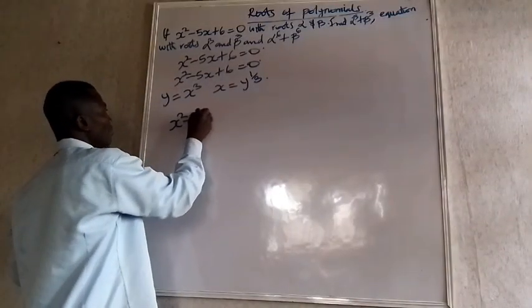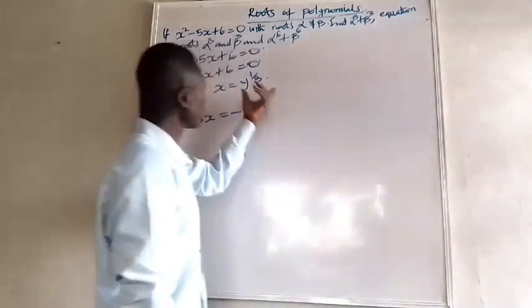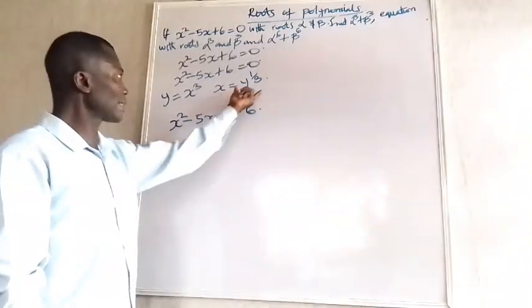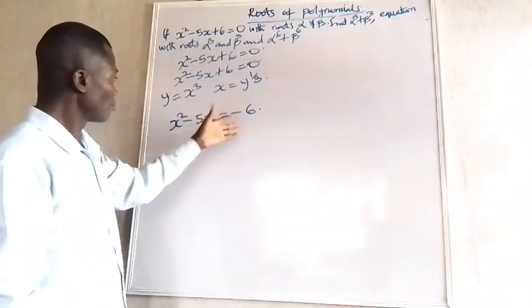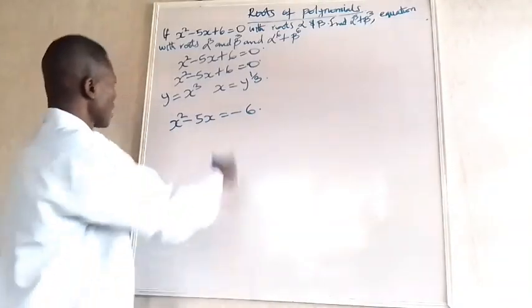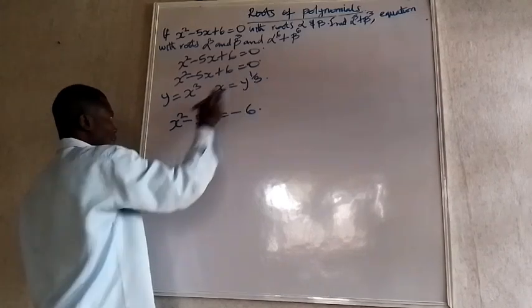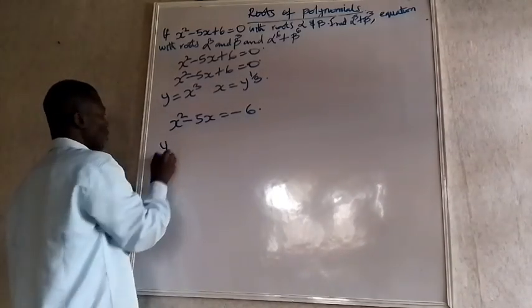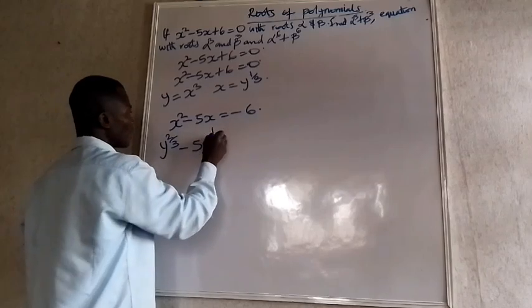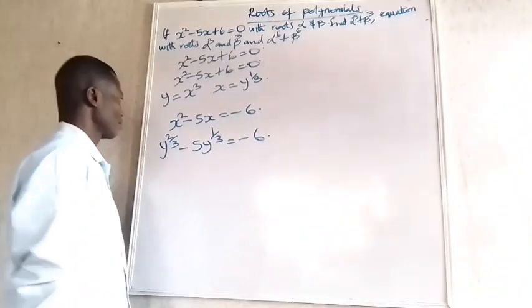We can just make it like this. x squared minus 5x is equal to minus 6. We can expand like this straight, or we bring this one into this place. But I like substituting this already in the equation before expanding. What I mean is this. I'm going to substitute y raised to power 1 over 3 for x here. So I do it like this. y raised to power 2 over 3 minus 5 y to the power 1 over 3 is equal to minus 6. Please take note of this equation.